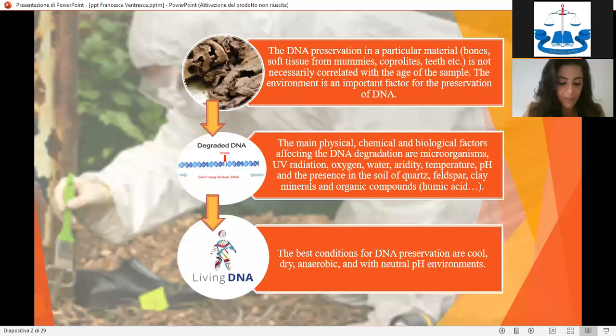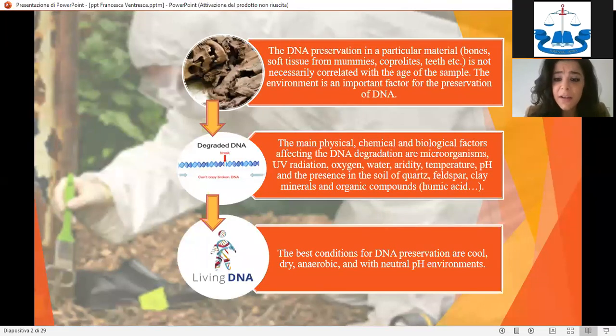Ancient remains, as well as biological evidences collected at crime scenes, are usually exposed to environmental factors that may affect the DNA integrity, degrading the genetic materials to a small average size. Actually, the DNA preservation in particular materials such as bones, soft tissues from mummies, coprolites, teeth, and so on, is not necessarily correlated with the age of the sample. The environment is an important factor for the preservation of DNA.